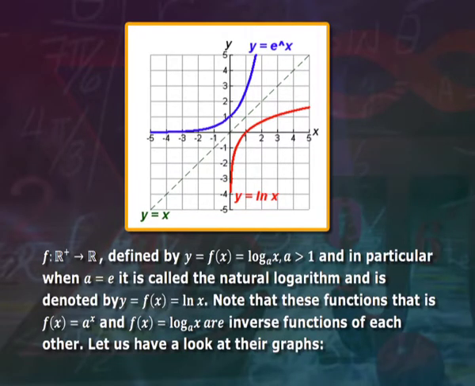f from R plus to R defined by y equal to f(x) equal to log of x to the base a, a greater than 1, and in particular when a equal to e, it is called the natural logarithm and is denoted by y equal to f(x) is equal to ln x. Note that these functions, that is f(x) equal to a to the power x and f(x) equal to log of x to the base a, are inverse functions of each other. Let us have a look at their graphs.